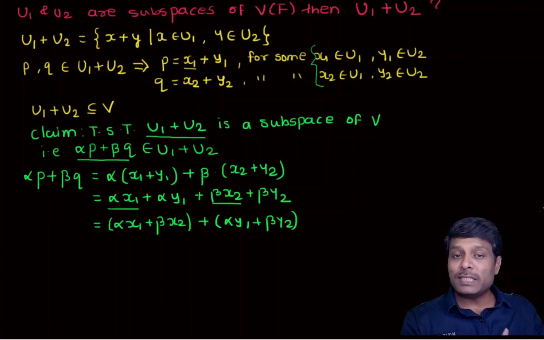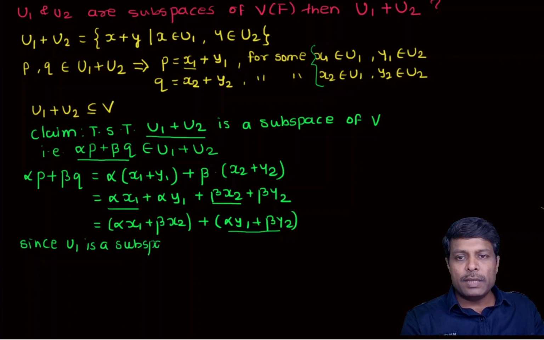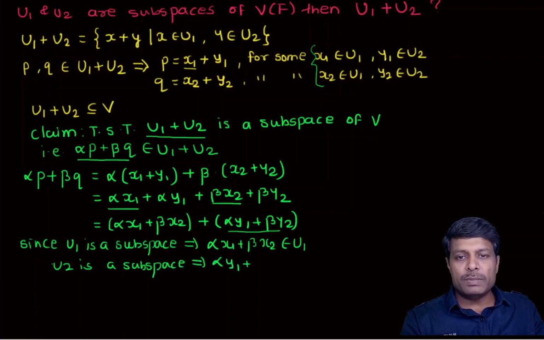And u1 is a subspace, and therefore the condition of subspace must be valid in u1. This is the condition of linearity. Alpha x1 plus beta x2 must be a member of u1 because u1 is a subspace. Similarly, the second term is also a member of u2 because u2 is also a subspace. So since u1 is a subspace, this implies that alpha x1 plus beta x2 is a member of u1. Similarly, u2 is a subspace of vector space V, and this implies that alpha y1 plus beta y2 is a member of u2.